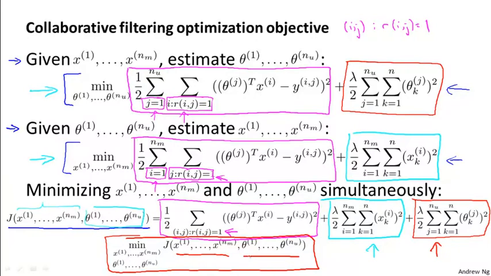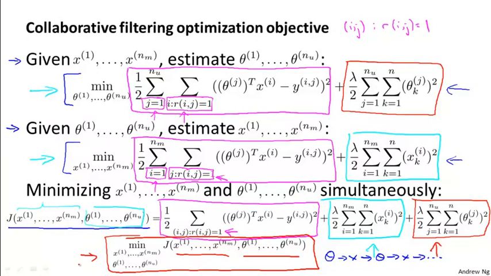And really the only difference between this and the older algorithm is that instead of going back and forth, previously we talked about minimizing with respect to theta, then minimizing with respect to x, minimizing with respect to theta, minimizing with respect to x, and so on. In this new version, instead of sequentially going between the two sets of parameters x and theta, what we're going to do is just minimize with respect to both sets of parameters simultaneously.